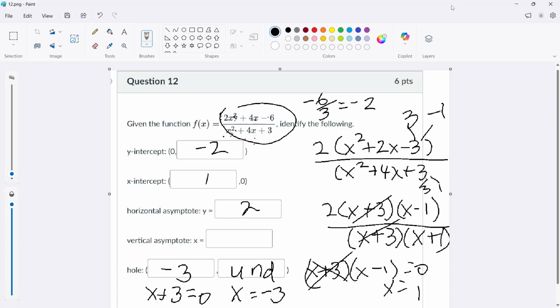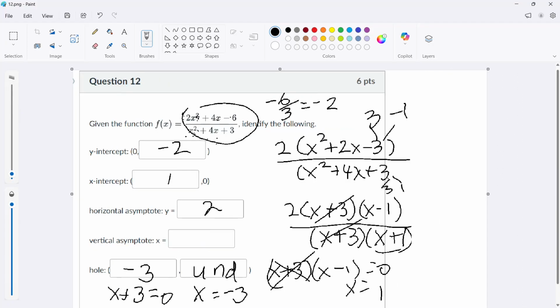Vertical asymptote, what did I do here? Oh, that was x minus 1. I thought I already did the vertical asymptote. Vertical asymptote, I want to make the bottom 0 after I've already gotten rid of the hole. So x plus 1 equals 0, x equals minus 1. And I think I have everything.